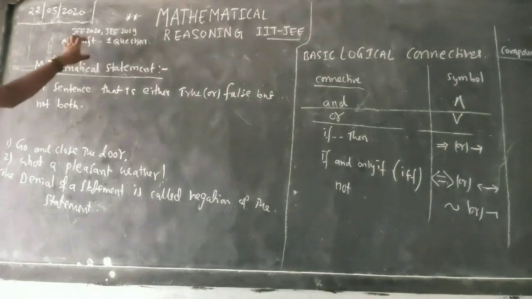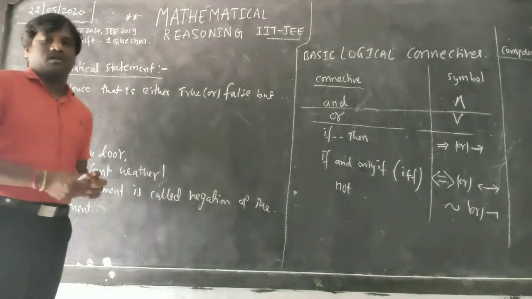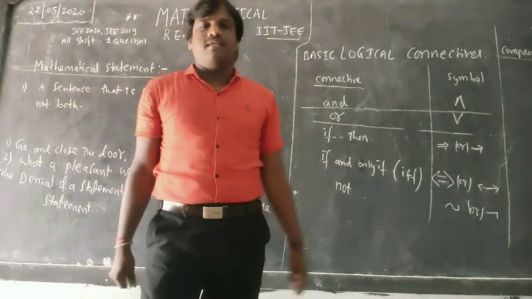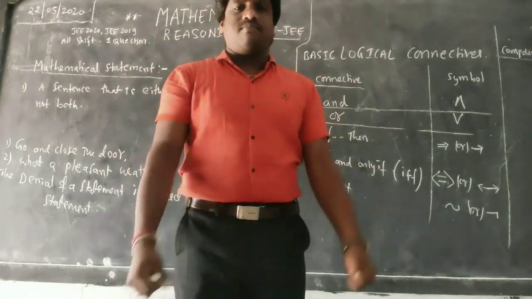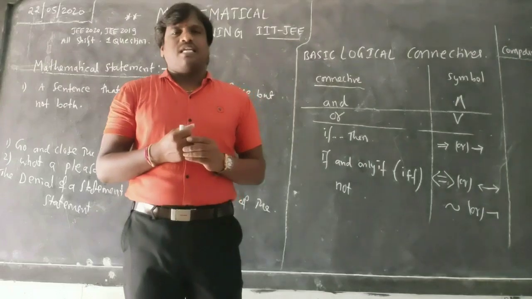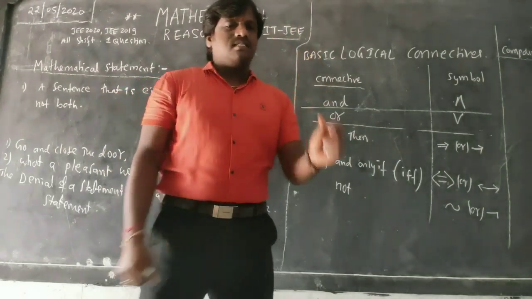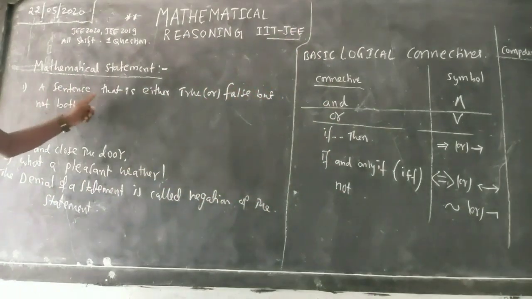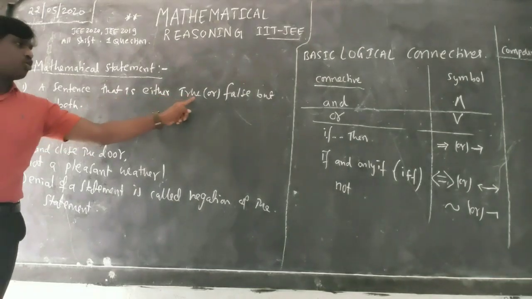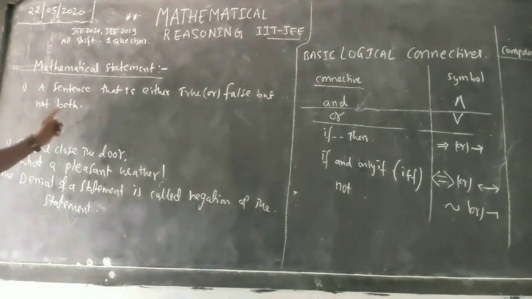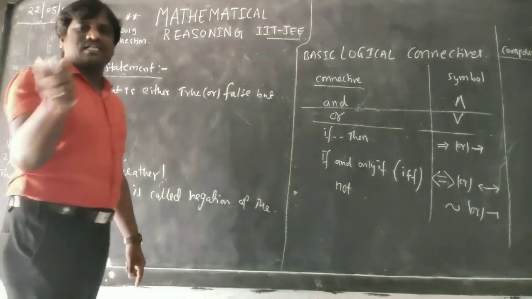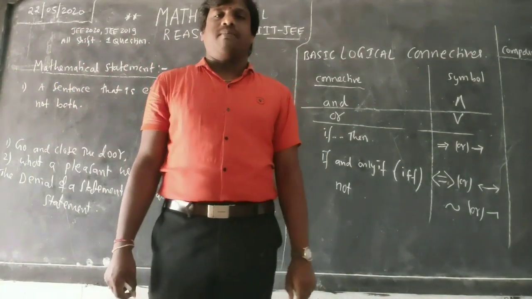First of all, you should know what a mathematical statement is. What is a mathematical statement? It is a sentence that is either true or false, but not both. That is called a mathematical statement.